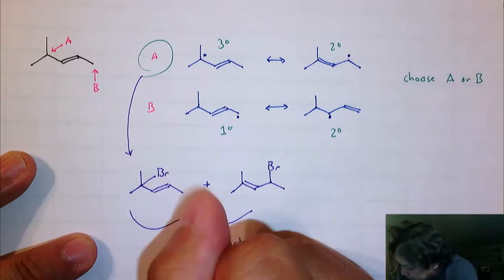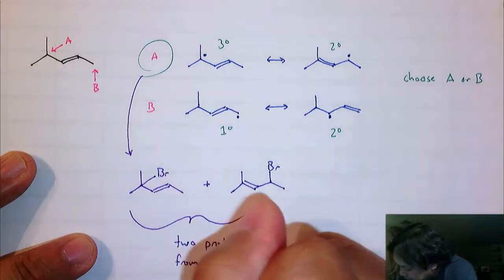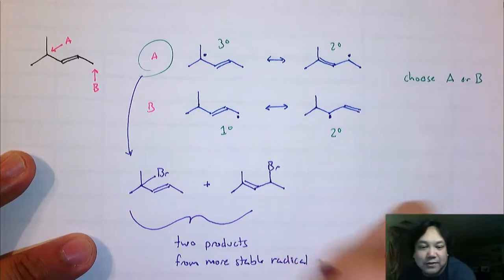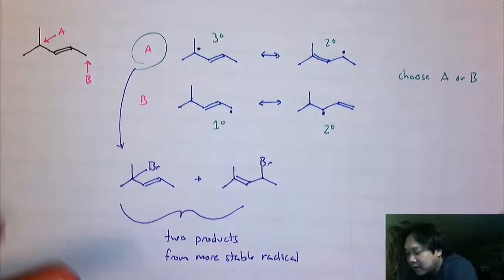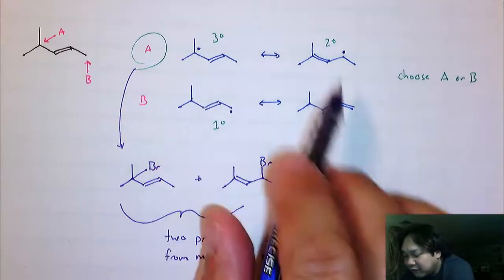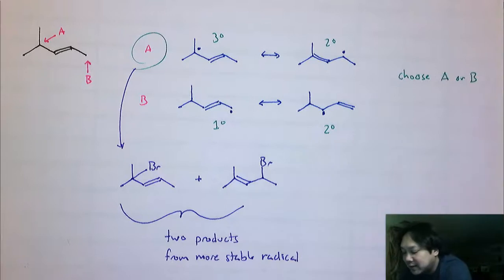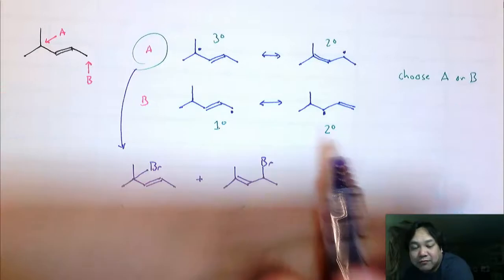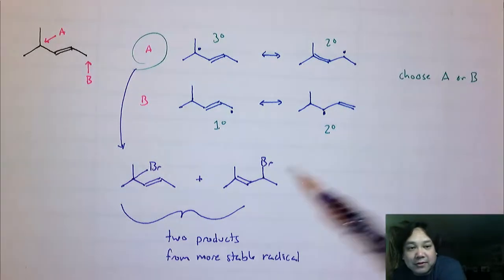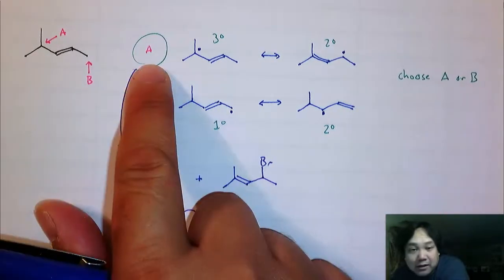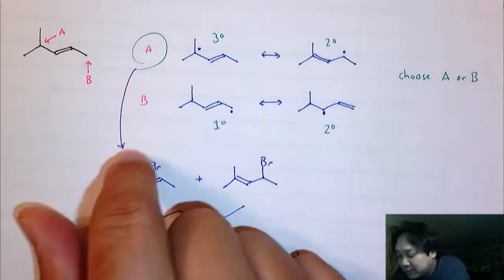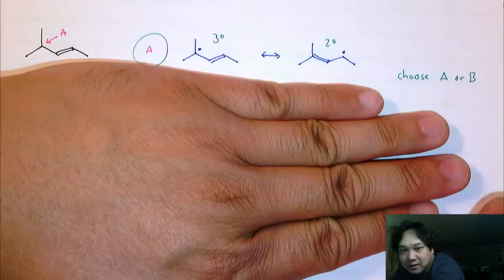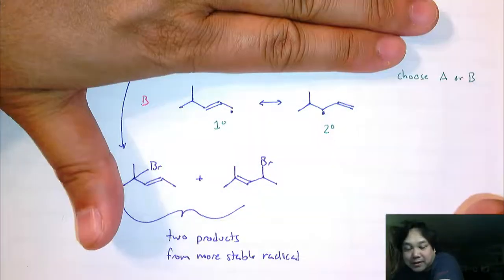It's a little bit of semantics, but it's so important. When I say radical, I'm not looking at 4 individual radicals, because you know with resonance there's only one radical. It's just a combination of these two. So there really is only 2 radicals. Radicals coming from the abstraction at carbon A, and radicals coming from the hydrogen abstraction from carbon B. So we have radical A and radical B.